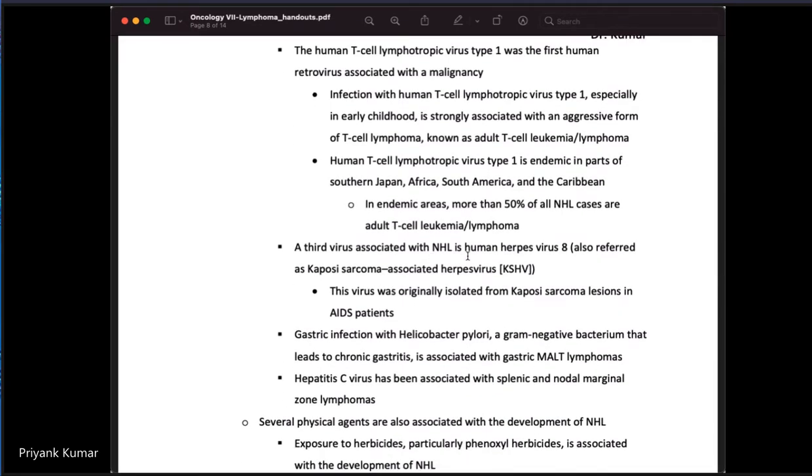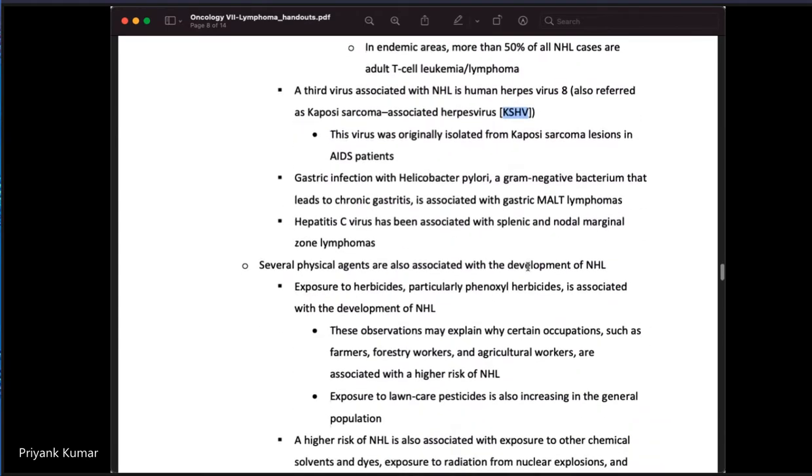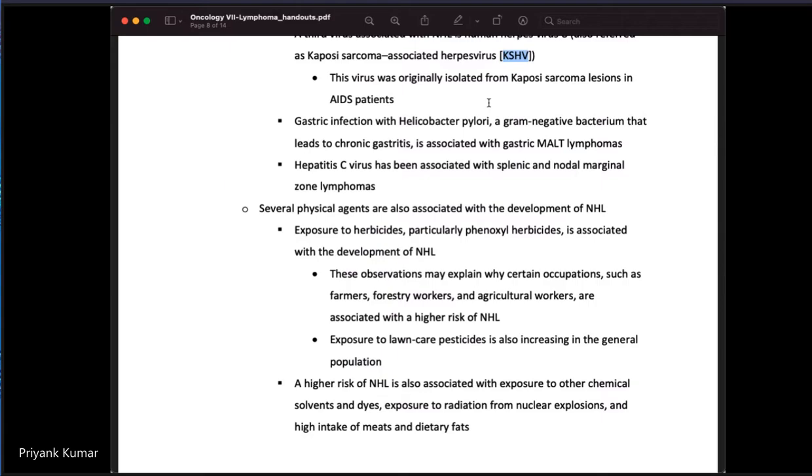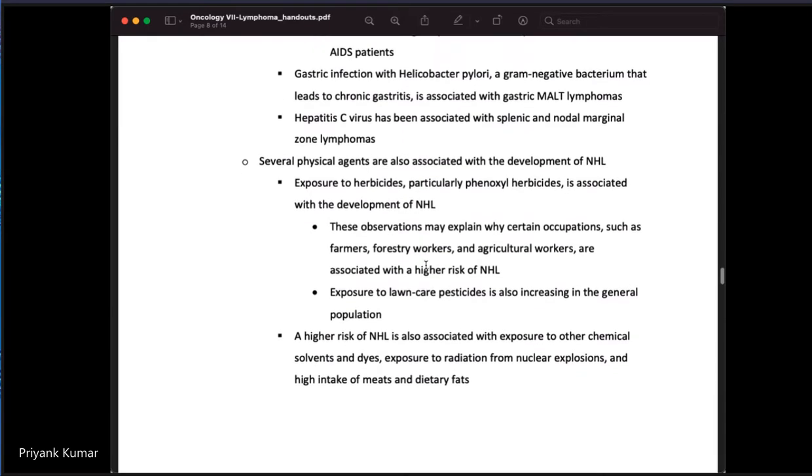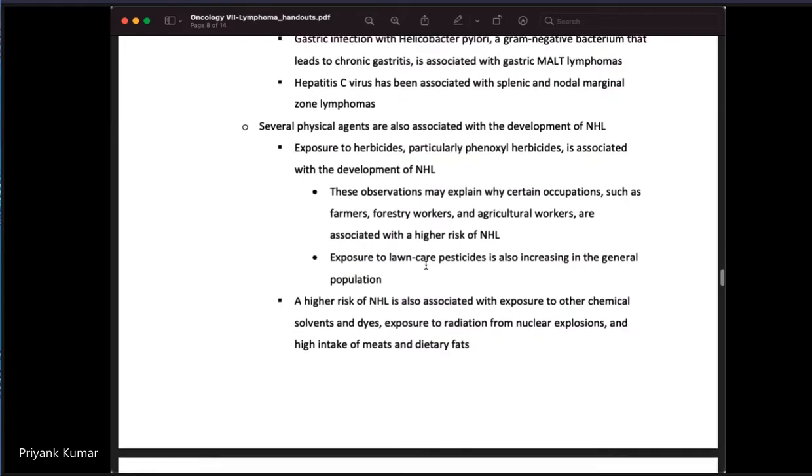Then there is another virus involved in the occurrence of non-Hodgkin lymphoma, Kaposi sarcoma virus. It's also called Kaposi sarcoma associated herpes virus, so that's why the abbreviation is KSHV. Patients with chronic H. pylori infection, a gram-negative bacteria that may lead to gastritis, it is associated with MALT lymphoma. Hep C is also associated with certain types of lymphomas.